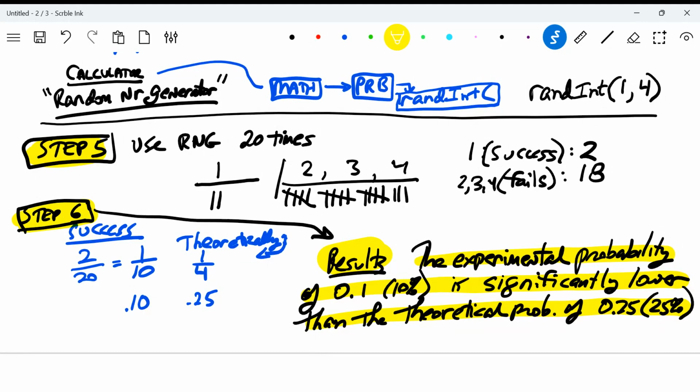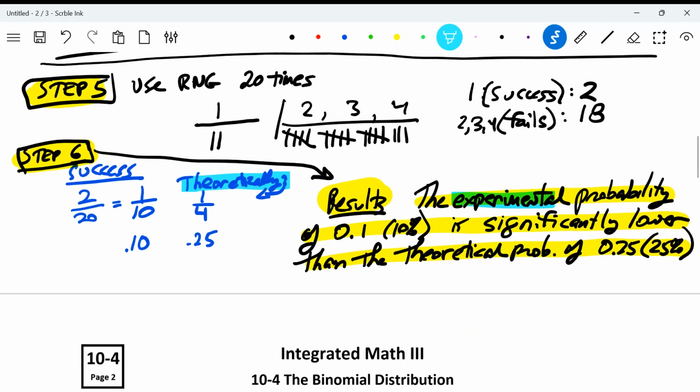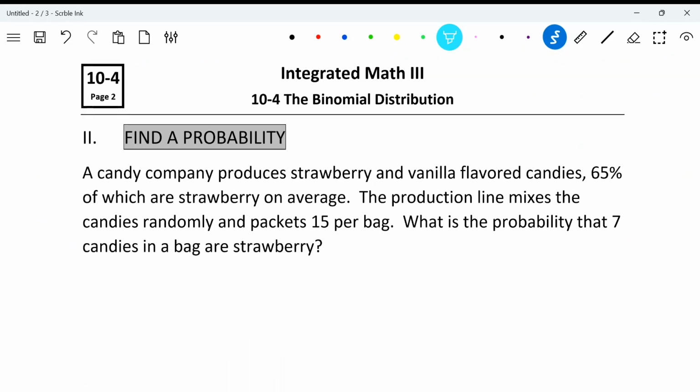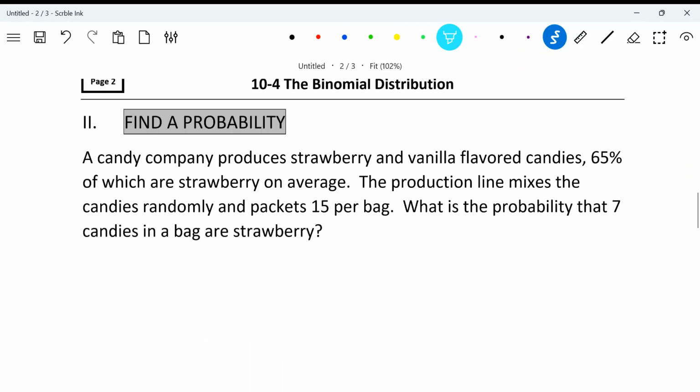Okay, so that's where we have now finding the theoretical and the experimental probability. Let's look at the next page and let's use a somewhat practical or real life business problem here, or just sort of play around with this idea.